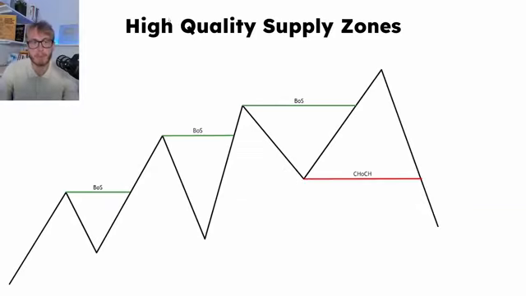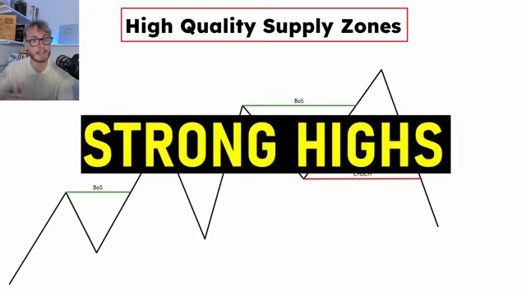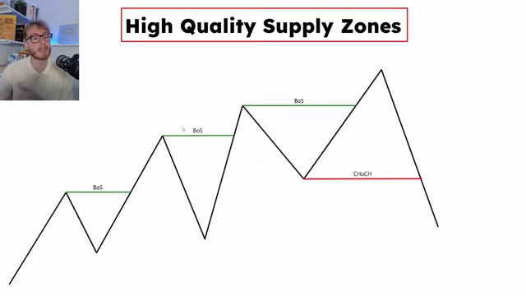But now then, how do we find our high quality supply zones? Well, the principle here is pretty similar, but the opposite. So what we are looking out for now is actually strong highs. And remember, a strong high is a move that breaks structure. So for example, this move right here is not a strong high. Why is this not a strong high?